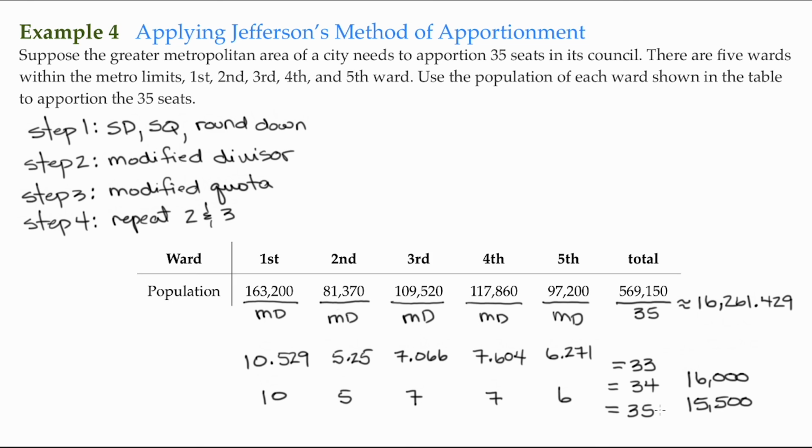So the idea is to keep adjusting the standard divisor, called a modified divisor, that winds up giving adjusted quotas, winds up being modified quotas, and we keep adjusting it until we get the outcome that we need. The only drawback of Jefferson's method is it can get very tedious. But other than that, there we go.